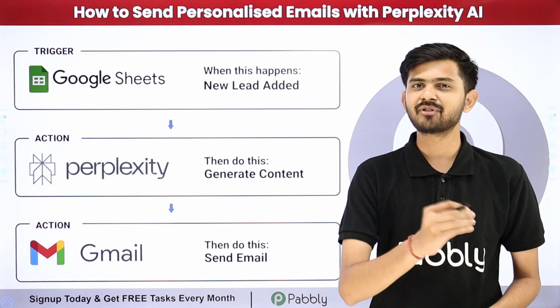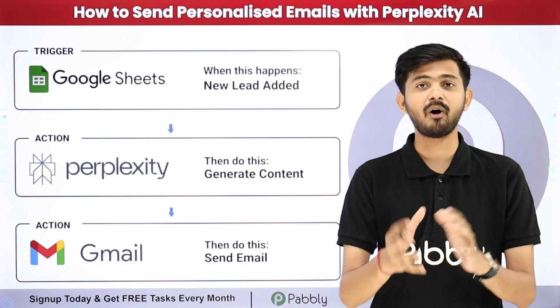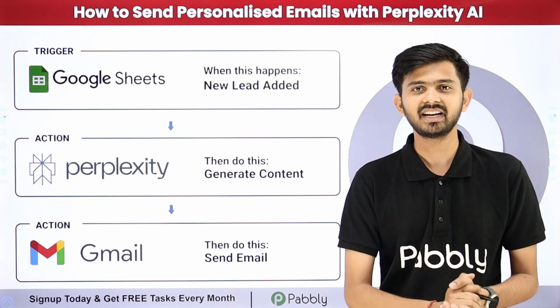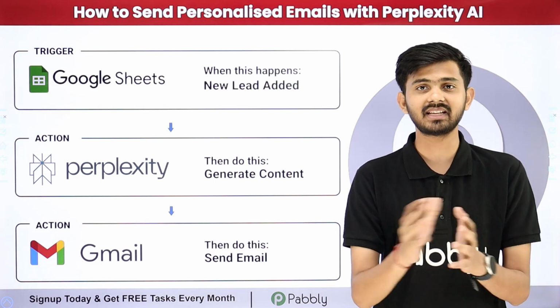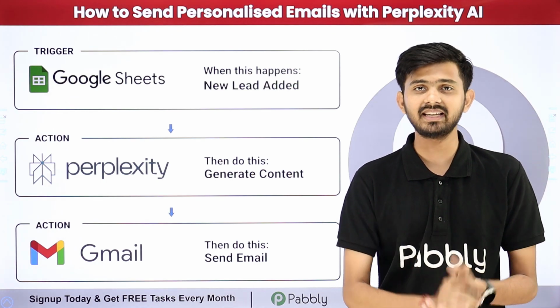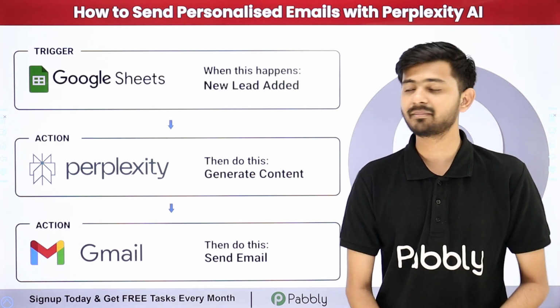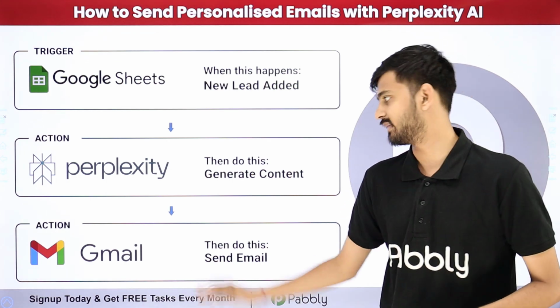So here I'm running a beverage business, and what I want is that as I add all the details of my leads in my Google Sheet, and as I add the details of a new lead in my Google Sheet, then automatically, by using my lead details, I want to generate a personalized email that I can send back to my lead by using Gmail. So here I'm going to generate the personalized email by using Perplexity AI, and I'm going to send that back to my lead by using Gmail.